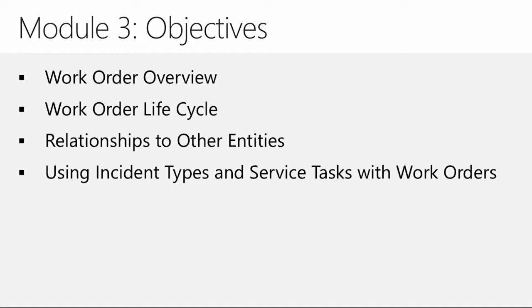And then also understand the relationships in regards to other entities and where they all fit into the work order process as you're creating them. And then look at how those other items such as incident types and service tasks and items get attached and can be created to make work order creation easier as you're moving forward.